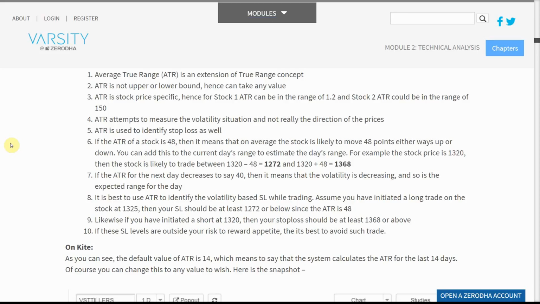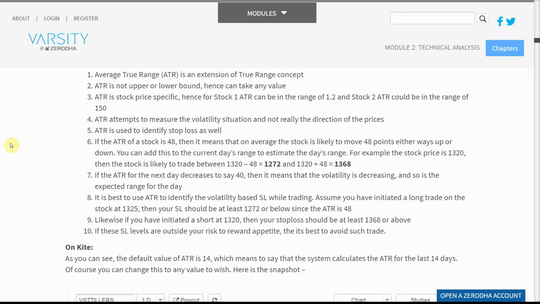On Kite, as you can see, the default value of ATR is 14, which means that the system calculates the ATR for the last 14 days. Of course, you can change this to any value you wish. Here is the snapshot. Once you load the chart, ATR is plotted below the price chart as seen below. So the next time you place a stop loss, make sure you check the ATR value to see if the stop loss level is relevant. You may also want to read more about volatility and its application, including volatility-based SL.